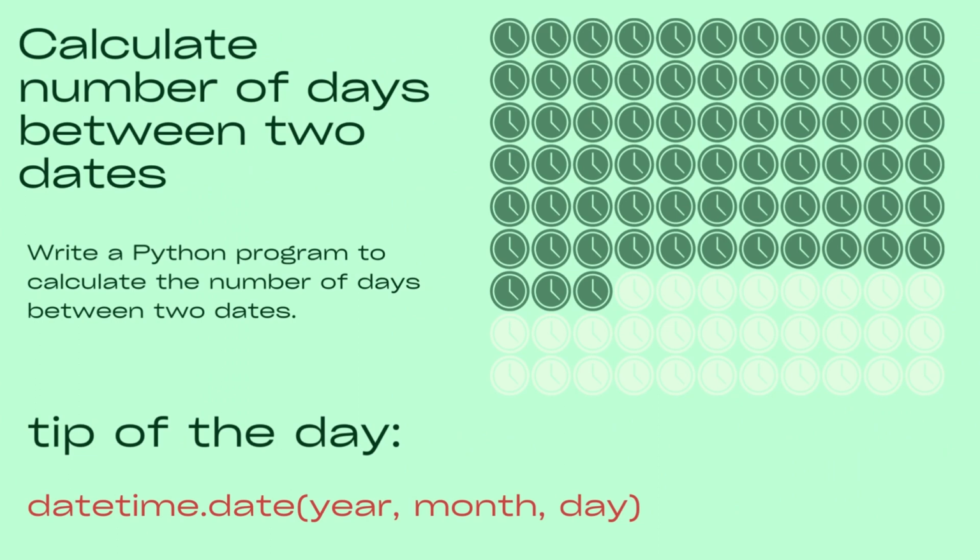Calculate number of days between two dates. Write a Python program to calculate the number of days between two dates. The date function returns a date object with the same year, month and day. All arguments are required. The second task is to calculate days until Christmas from now.